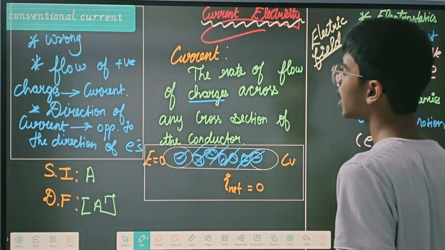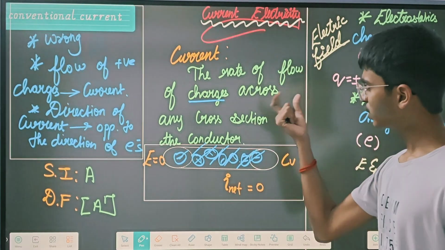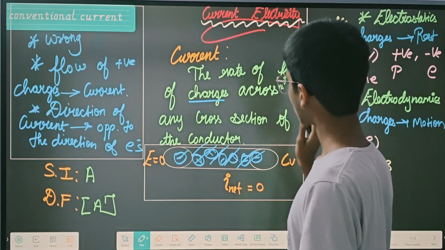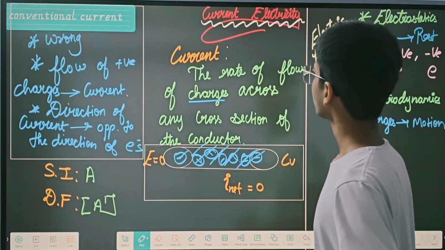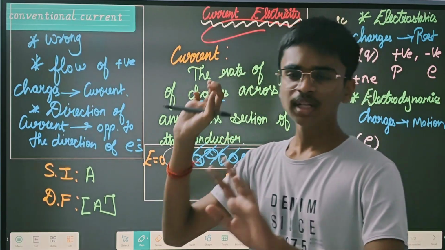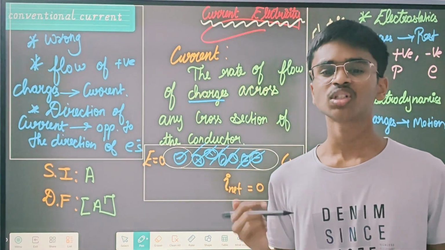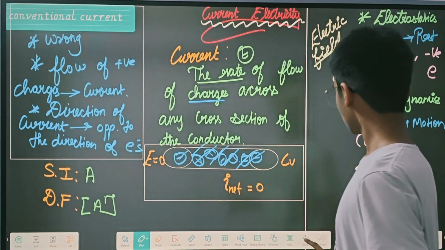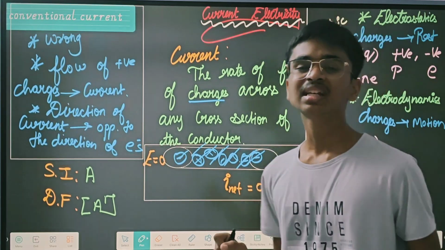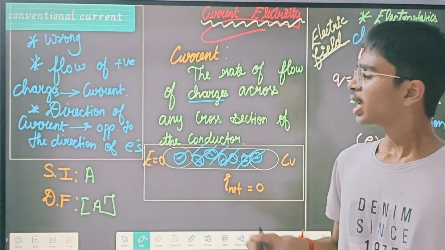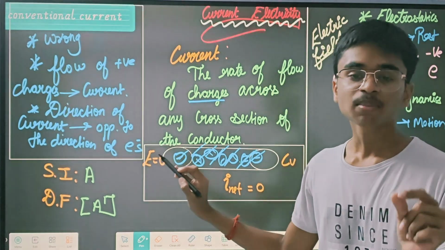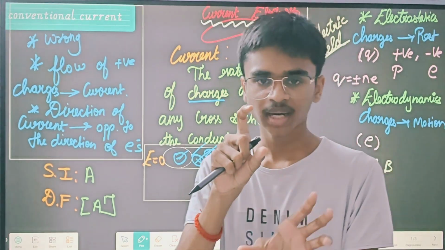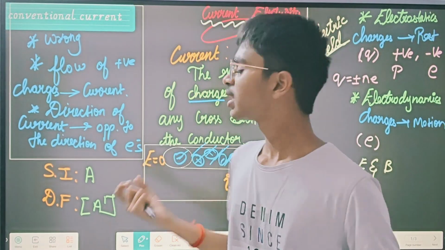Now what will be the formula for current? It's very simple. From the definition itself you can get it. The rate of flow of charges across any cross section of the conductor. The word rate, not only in this definition but in any definition, if you are checking the rate, then that means the definition is related with T, that it is divided by T. Here it is the rate of flow of charges. That means how much charge is moving in a particular area of the conductor in a particular time T is what this definition means.